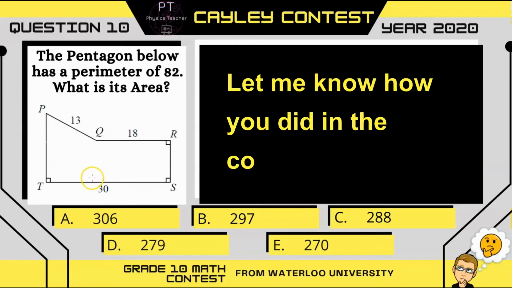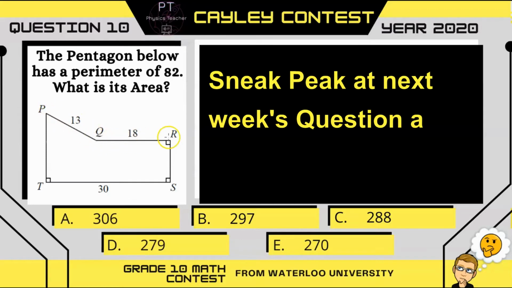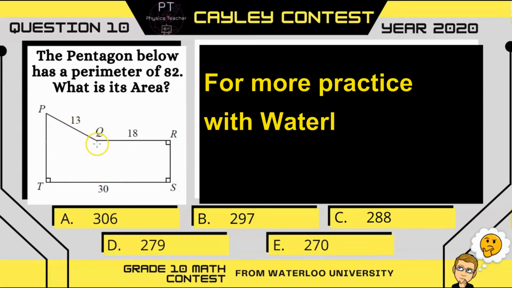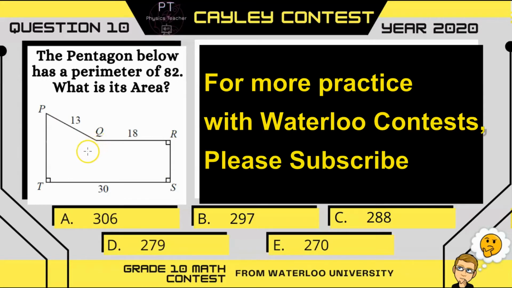This is a grade 10 Math Cayley contest question. The question says that the perimeter of this pentagon is 82. So can you solve for its area? Give it a try and I'll be right back with the solution.